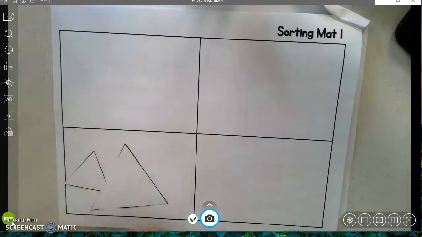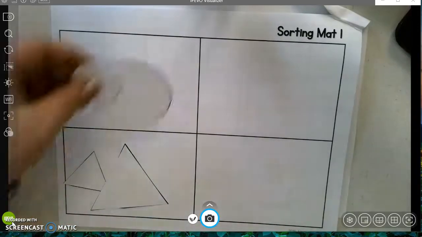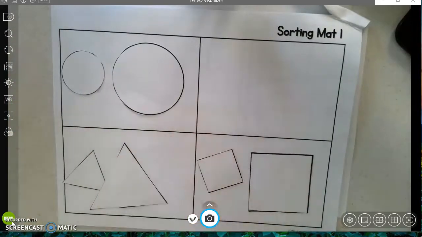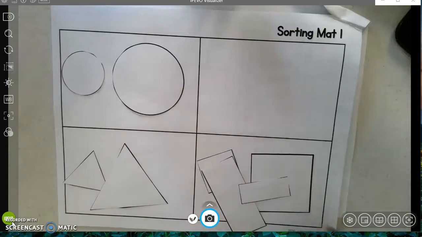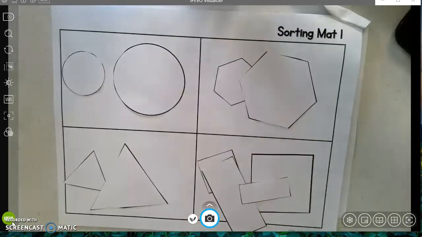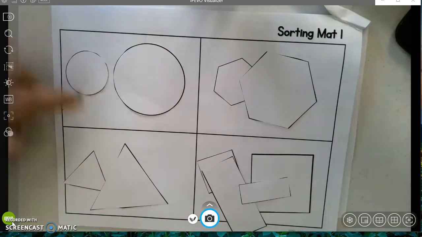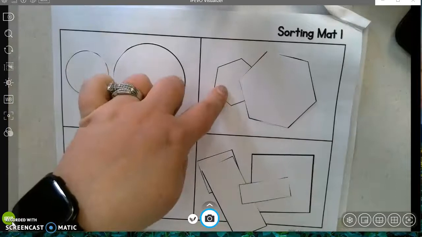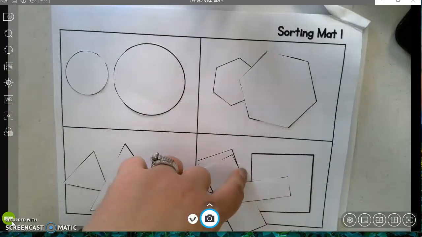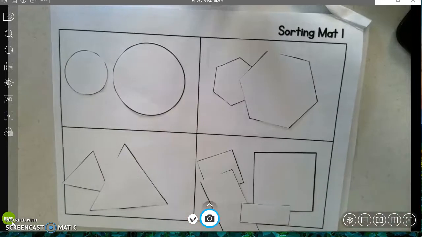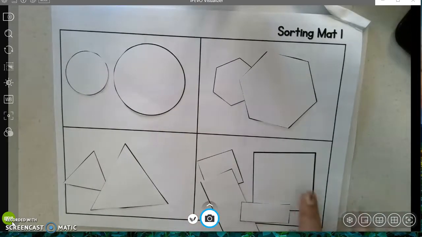All right, I am going to sort my shapes like this. There's no right or wrong. Yours doesn't have to be like this, okay? I did my circles, my triangles, my hexagons, my rectangles. Remember, a square can be a rectangle, but a rectangle is not a square. So these are my rectangles, and my square falls into that.